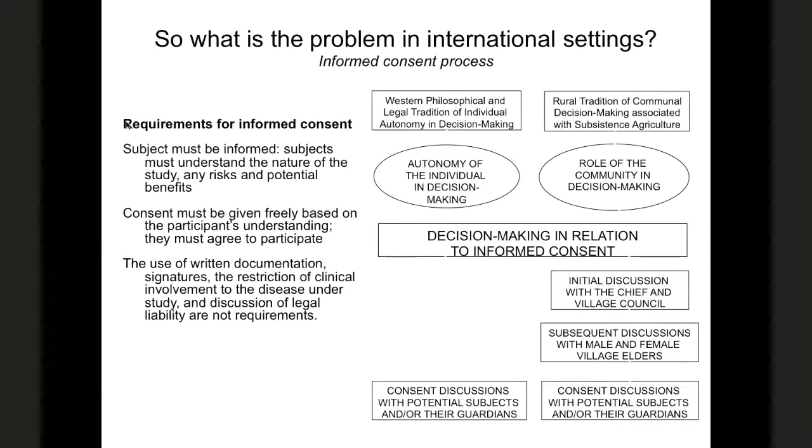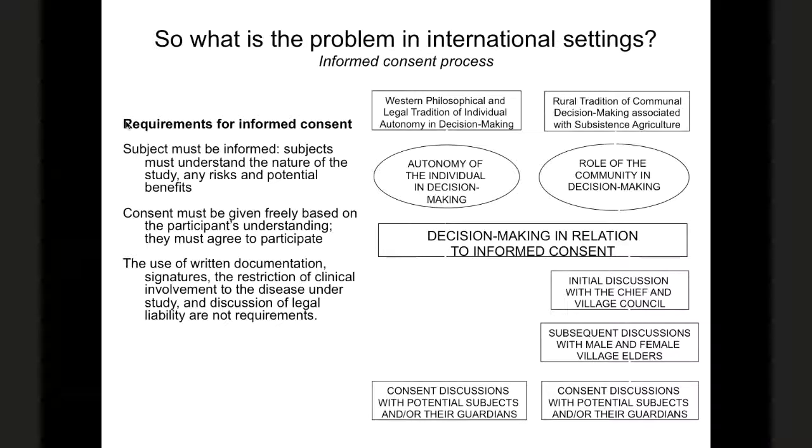But in a good chunk of the world, as many of you who travel or live in other parts of the world probably know, it's often a communal decision when it comes to informed consent. That begs the question, who do you get consent from? And is that going to meet the requirements set forth with our Common Rule in the United States, as well as the cultural nuances and legalities of whatever country you're working in? So, the autonomy of the individual in decision-making versus the role of the community in decision-making.